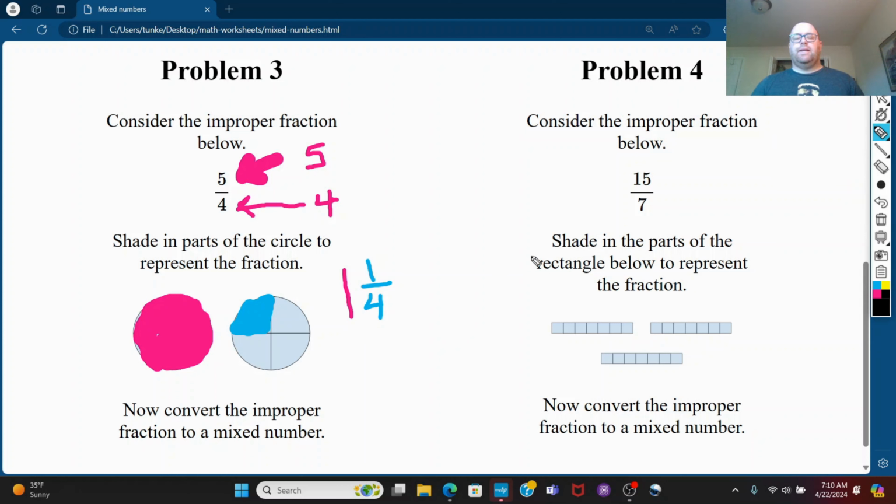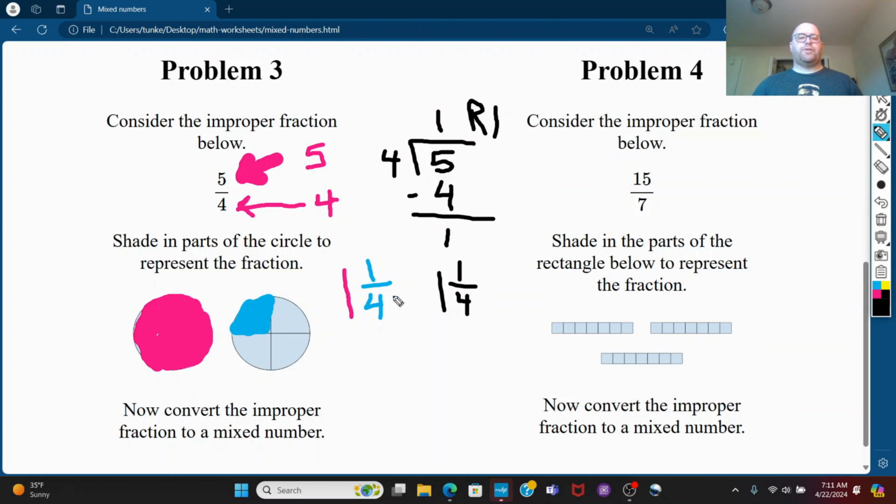Another way is, if we don't want to do it visually, we can take the numerator, 5. We can divide by the denominator, 4. 4 goes into 5 once. 1 times 4 is 4. Okay, so we're going to do 5 minus 4 is 1. So we have 1 with a remainder of 1. And we can write the remainder over 4. So we can write this as 1 and 1/4. That's another way to convert from an improper fraction to a mixed number.